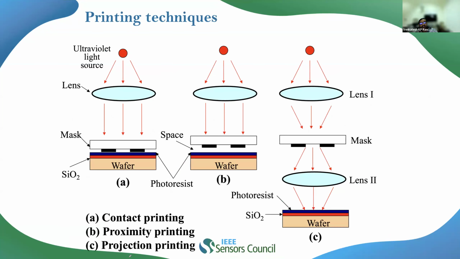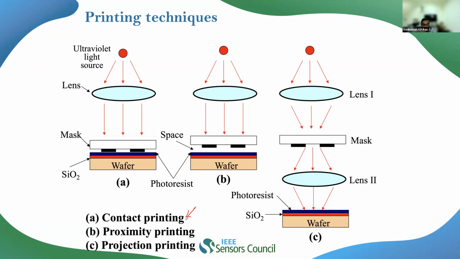This printing technique can be classified into three types: contact printing, proximity printing, and projection printing. As the name says, in contact printing, let us say I have a wafer and I want to transfer the mask onto it. You can see that the mask is in direct contact with the wafer. That is contact printing.